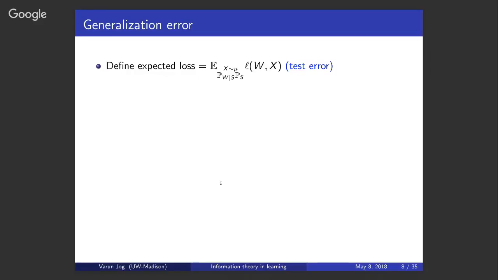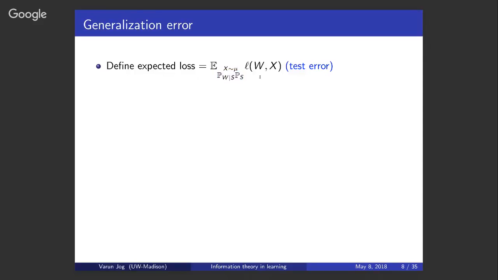Right. So the first bullet point here says that this is just what we saw before. This is the expected loss. But the expected loss is taken over the randomness of x, say the cat images that you haven't yet seen, and it's also taken over this probability distribution of w.